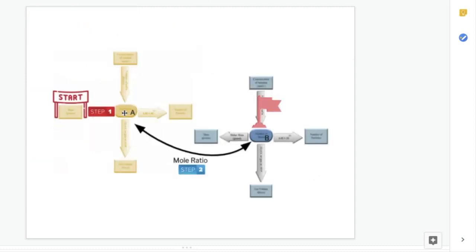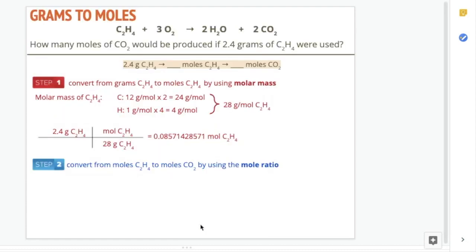So step 2 says that we're going from mole to mole using a mole ratio. So we're going to convert using the mole ratio, so let's figure that out. We have C2H4 to carbon dioxide. And I use my coefficients to figure out the ratio. So C2H4 has nothing in front of it, which means there's just one of them, and CO2 has 2 in front of it, so it has a ratio of 1 to 2.